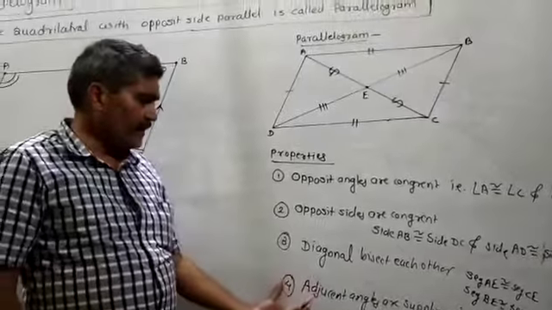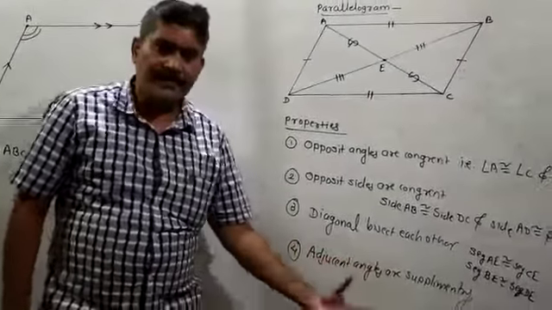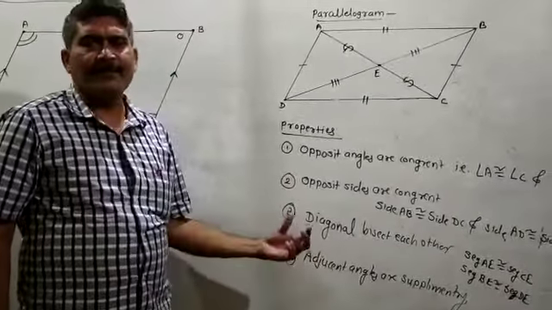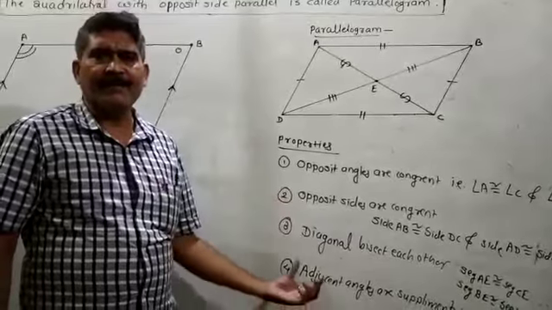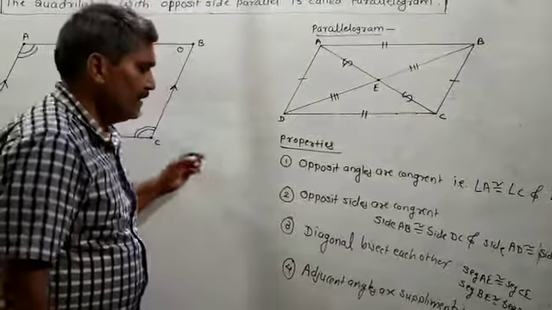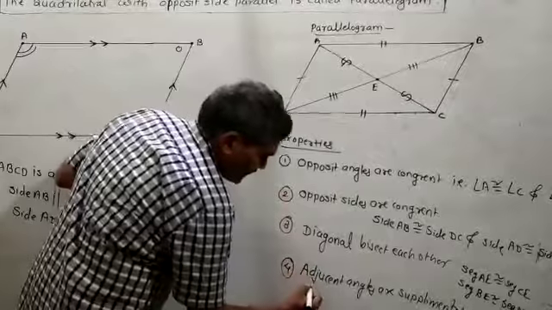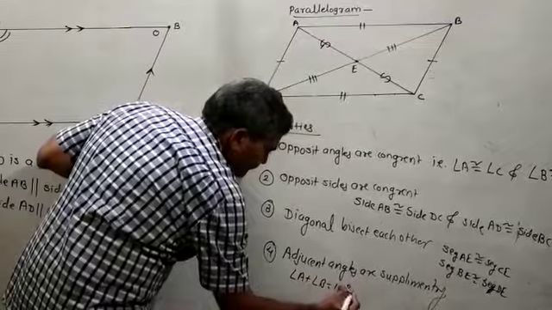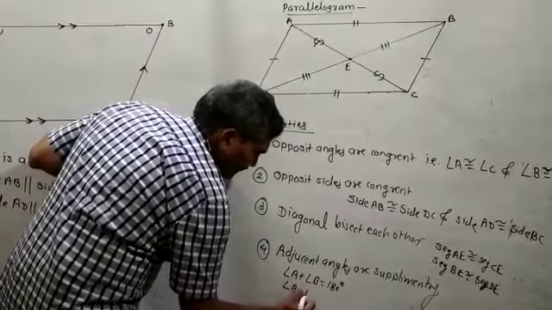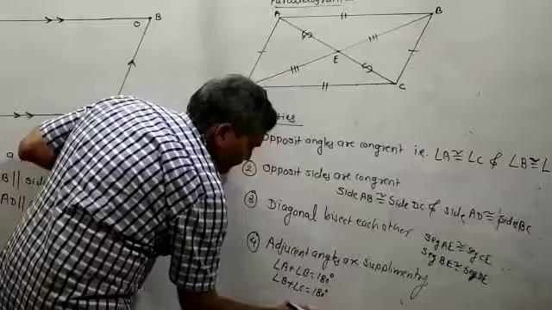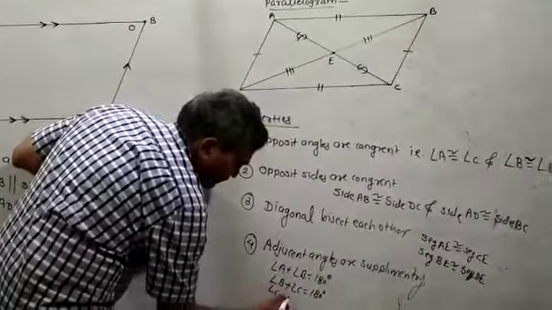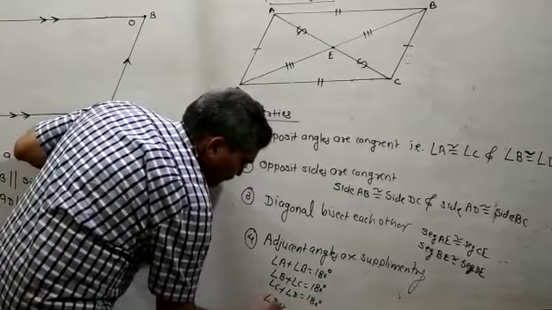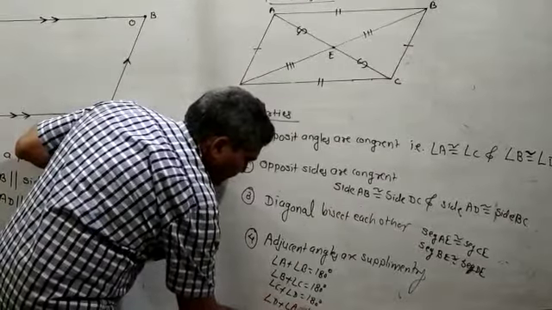And the next property, adjacent angles are supplementary. This is the important property while solving the problems related to the parallelogram, related to the angles; at that time you have to utilize this property. The adjacent angles are supplementary. That is, angle A plus angle B is equal to 180 degree. Then angle B plus angle C is equal to 180 degree. Angle C plus angle D is equal to 180 degree. And angle D plus angle A is equal to 180 degree.